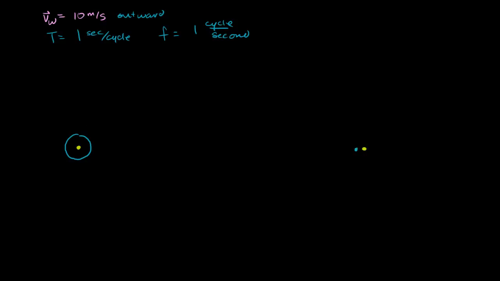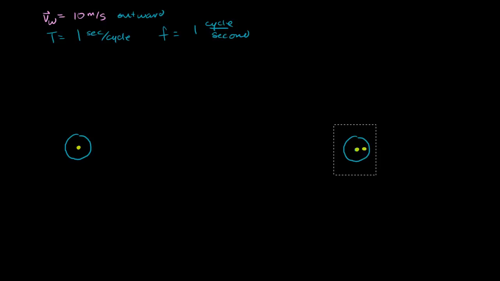So let me just copy and paste this right here, and just put it right over there. So this is where he is now. That's where he was 1 second ago, where he emitted this crest that has now traveled 10 meters away. This is a little inexact, but I can draw it a little bit like that. This is 5 meters. That's 10 meters away. But you get the general idea.